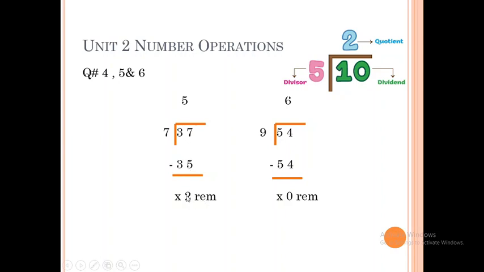7 minus 5, the answer is 2, and 3 minus 3, the answer is 0. But it is better to put a cross here instead of 0, because sometimes children get confused while writing 0 here. So it is better to use a cross, but if you want to put 0 here, no problem, you can write 0 here also.